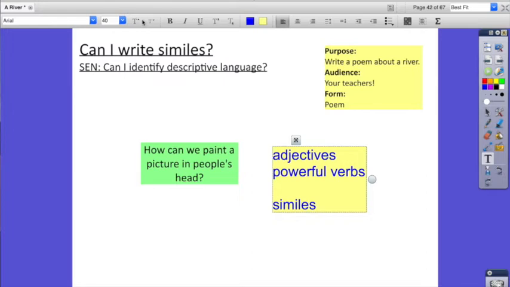Now, what's a simile? Have a think about that. Do you remember a simile is when you describe one thing against another? We'll come back to that in a moment as well. Some of you may have thought about metaphors, and some of you may have thought about personification. Okay, so there are a few things which allow us to paint a picture in people's heads, and poetry really describes a visual.